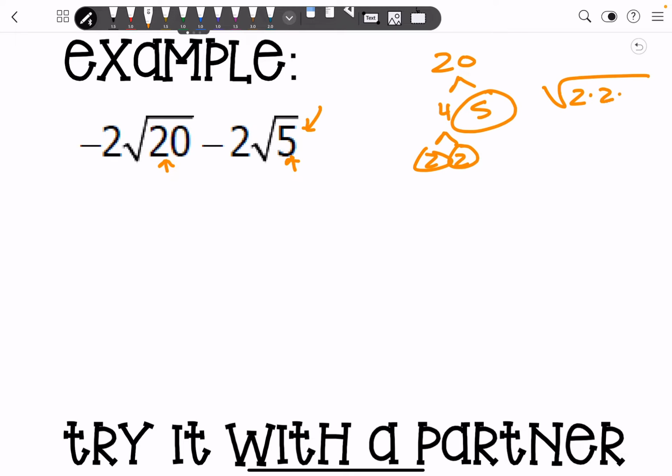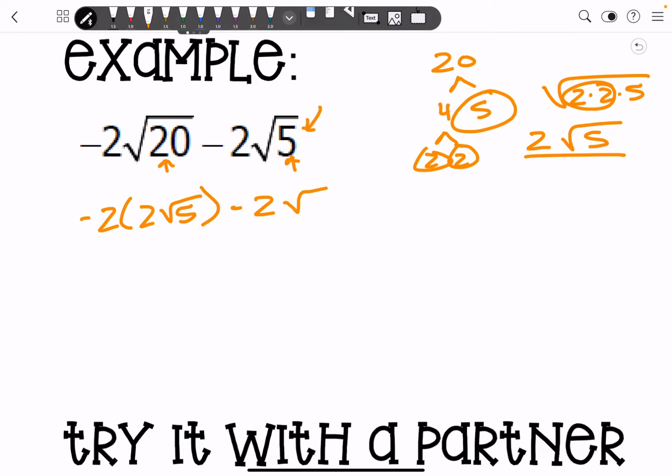Remember, couples go out and my singles stay in. So this becomes 2 square root of 5. Well, don't forget we had negative 2 already times whatever the square root of 20 was, which is 2 square root of 5. And you copy everything else down. So all we've changed is this, and we're substituting because the square root of 20 is equal to 2 square root of 5. They're equivalent.